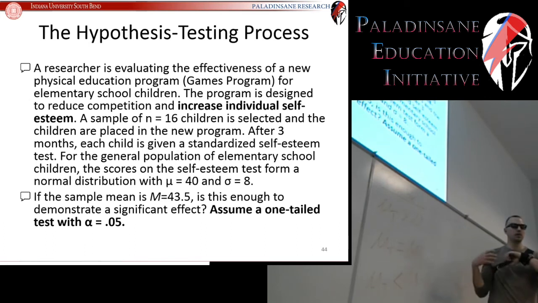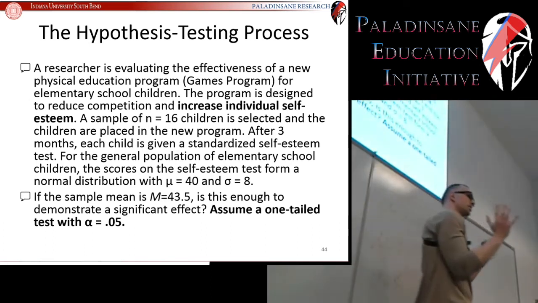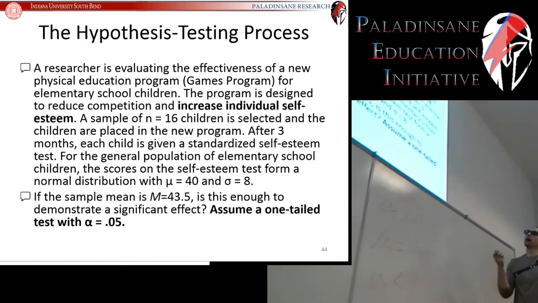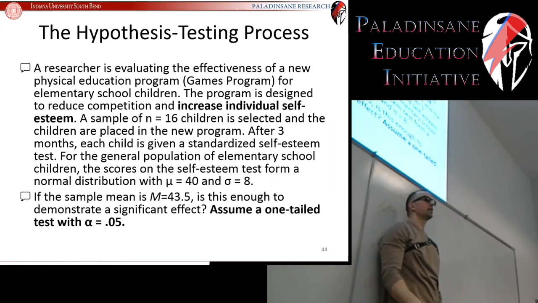And just to kind of hammer home the importance of choosing your tests correctly, recall that when we did the test with this mean, the mean of 43.5, when we first did this test with a mean of 43.5 and a two-tailed hypothesis, we found no effect.